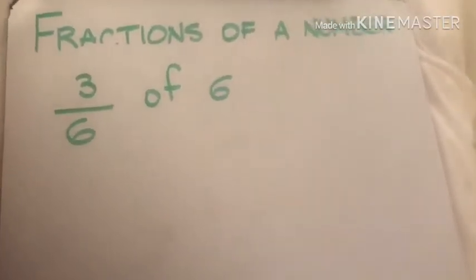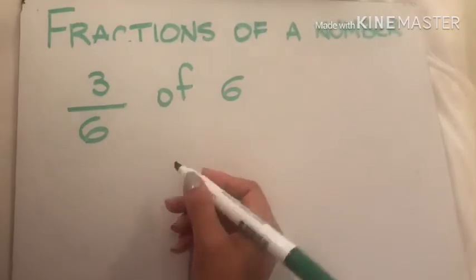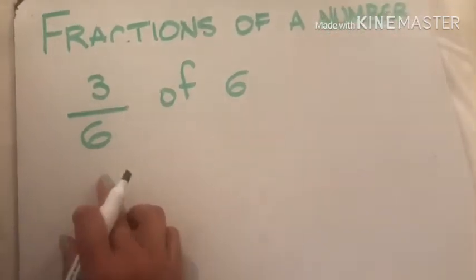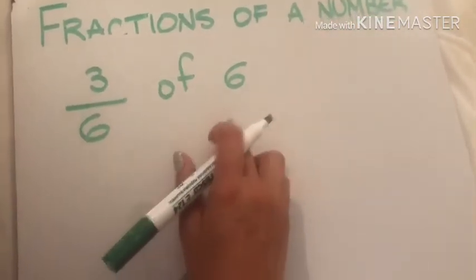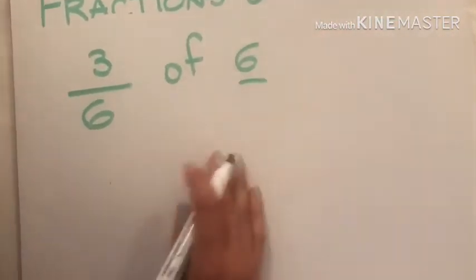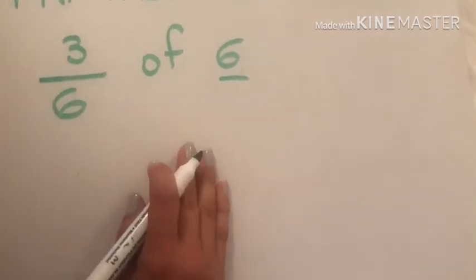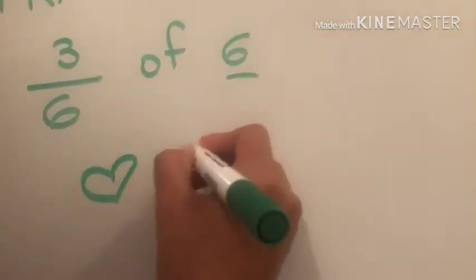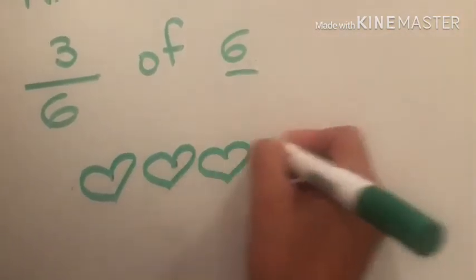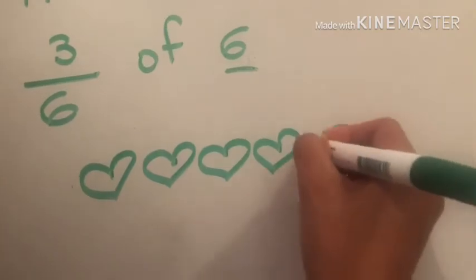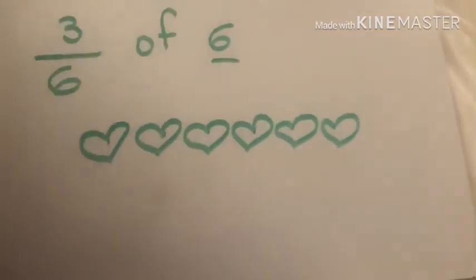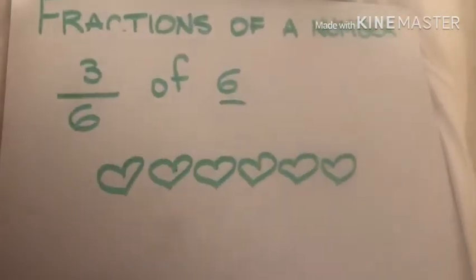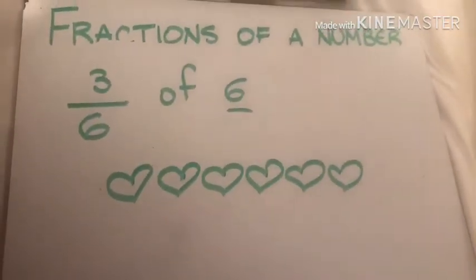Okay, and this is the last exercise I'm going to make for you, and hopefully you'll be ready to get started with the work of today. So we have 3/6 of 6. What do I do first? I represent my number. How many objects am I going to draw? 6. So I'm going to make 6 hearts now. 1, 2, 3, 4, 5, and 6. So we have 6 hearts that represents my number 6, and they want me to make 6 equal groups.